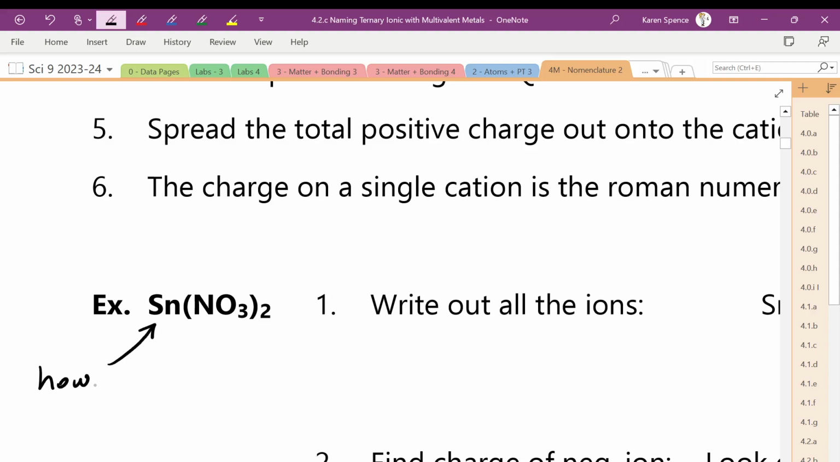How many Sns do we have? Tell your partner, how many tins are in that compound? One. How many tins? Sorry.